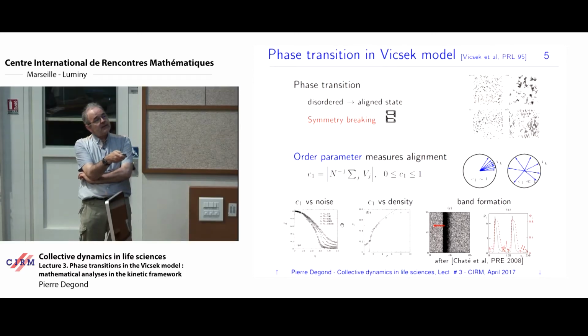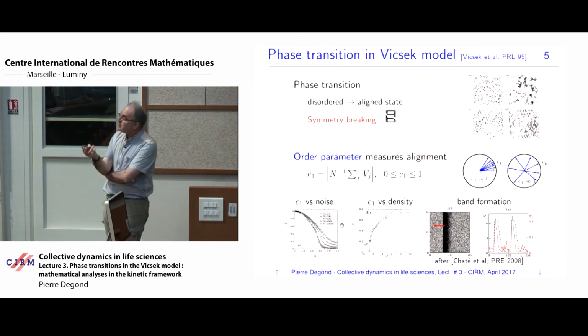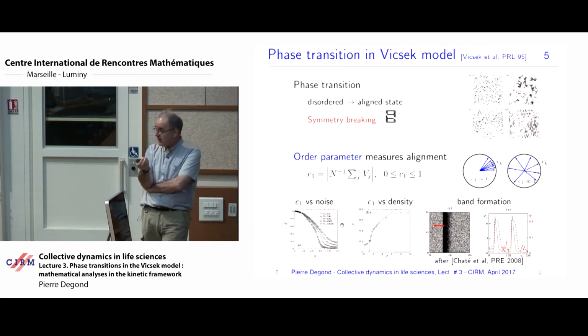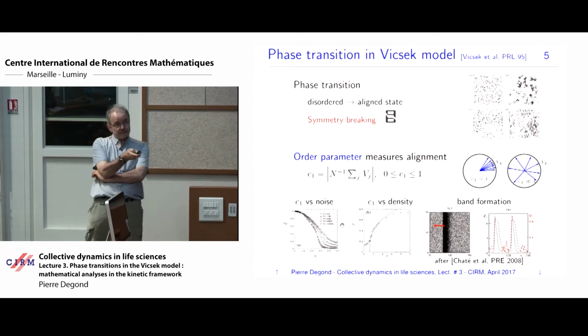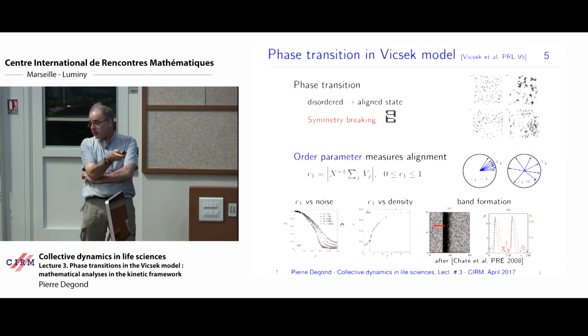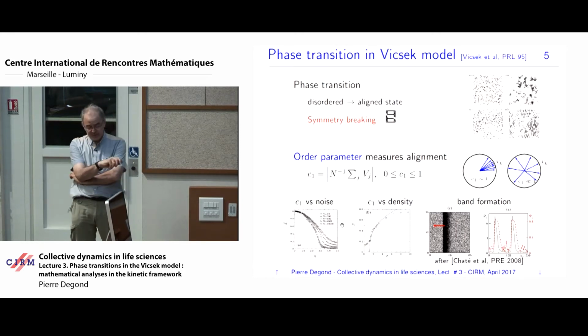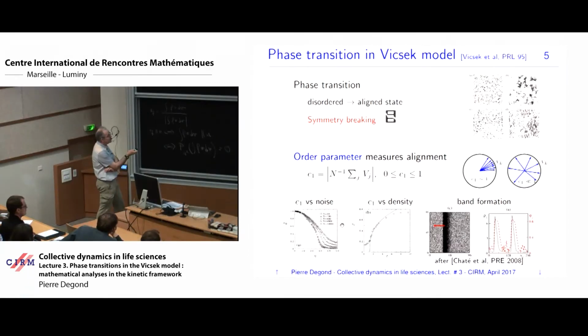And the other thing is that, as I said, instead of looking at the noise, you can use the density. If you increase the density, you also see order formation. For small density, you see an order parameter which is small. And as you increase the density, you form more and more order, and you get close to 1 for large densities. So again, it looks like you have a critical density. Below that critical density, you have no order, and above the critical density, you have order.